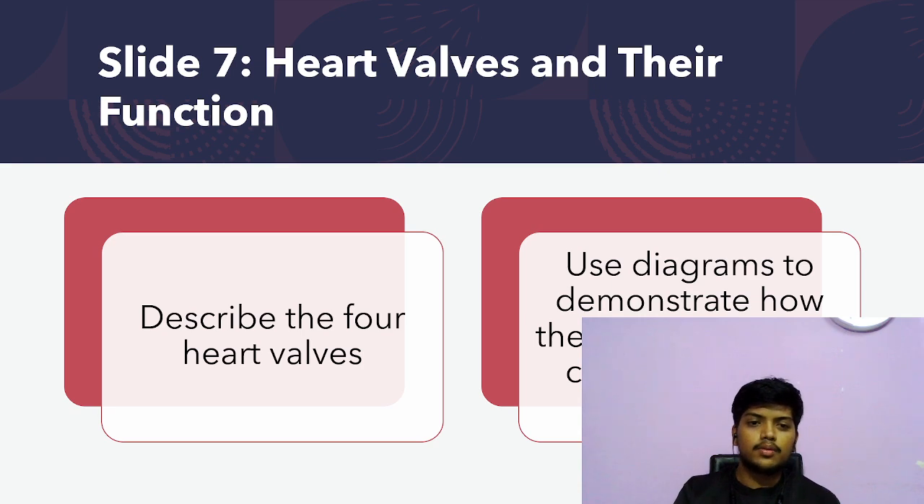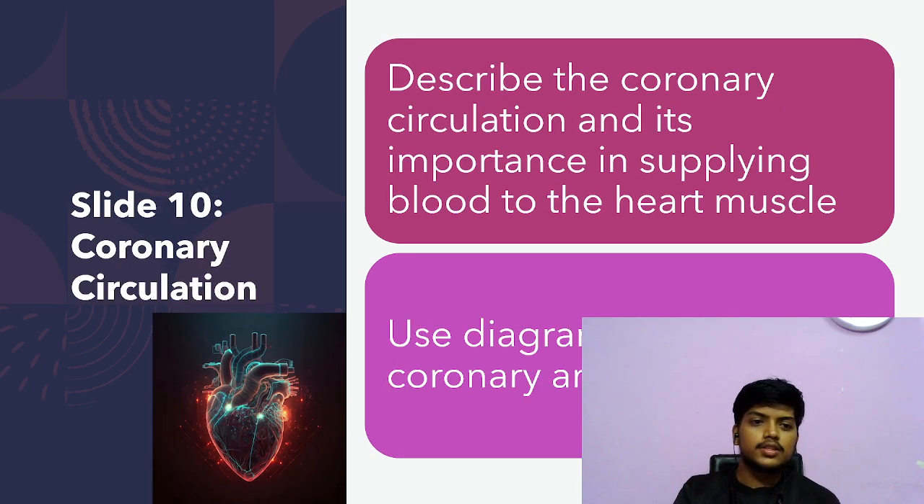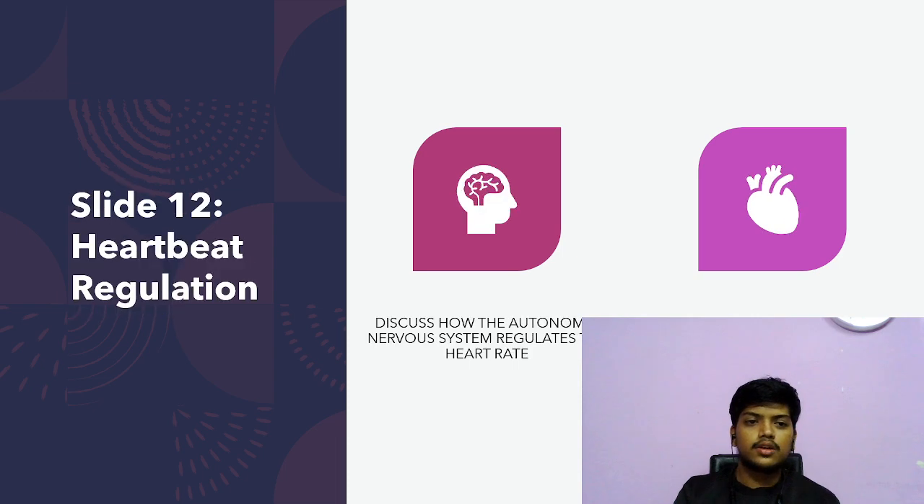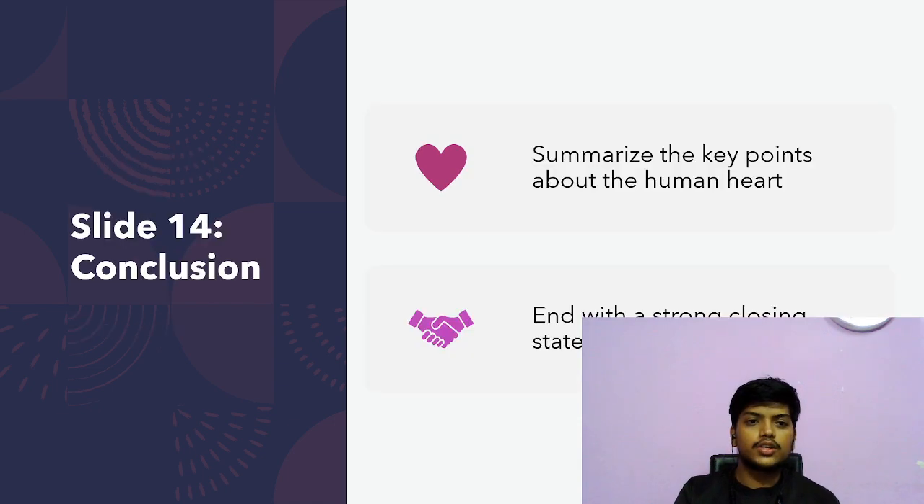There are mainly four heart valves present. Next is the cardiac cycle, its events, as well as each phase with a labeled diagram. Next is the coronary circulation. The 12th is the heartbeat regulation. The 13th is the heart health and common conditions. The 14th is, last but not least, the conclusion.